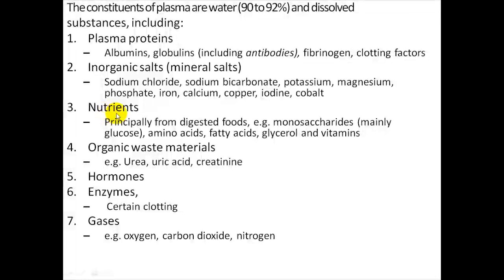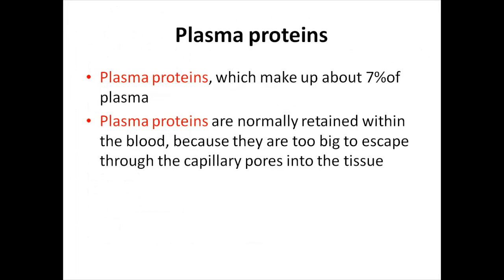So nutrients are also found. As you can see, we have the monosaccharides, we have the amino acids, we have the glycerin, vitamins, but also we have organic waste material, where we have urea, uric acid and creatinine. All are produced from different parts. For instance, uric acid and urea, we know that they can be formed in the liver. But also we have hormones. Different hormones are transported to other parts of the body through blood, and we have enzymes. For instance, certain protein enzymes are also suspended within plasma. But furthermore, we have gases, where we have oxygen from the lungs, carbon dioxide produced as a result of metabolism from the cells, and we have nitrogen in a low concentration.